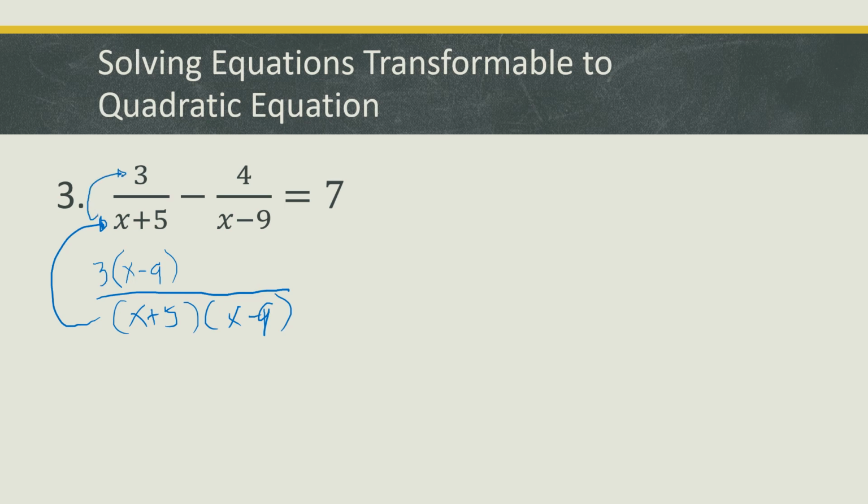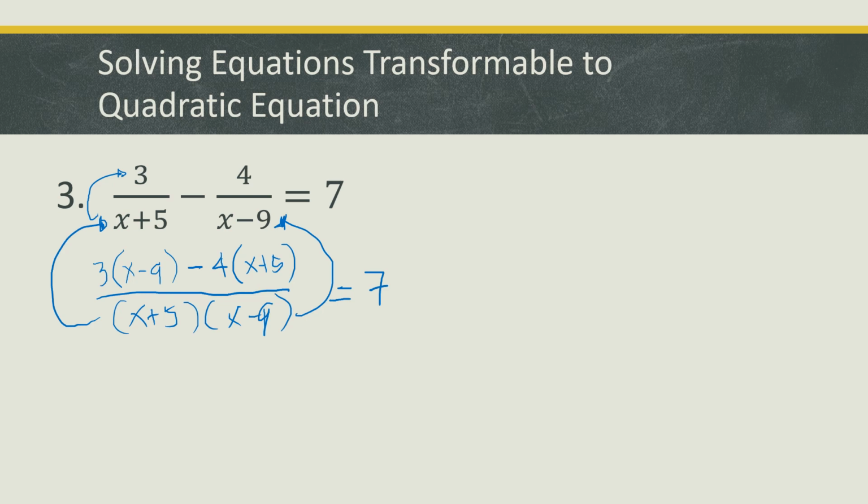Next, on the second denominator, x plus 5 times x minus 9 divided by x minus 9 is x plus 5. Then multiply by negative 4, we have negative 4 times x plus 5, equated to 7.